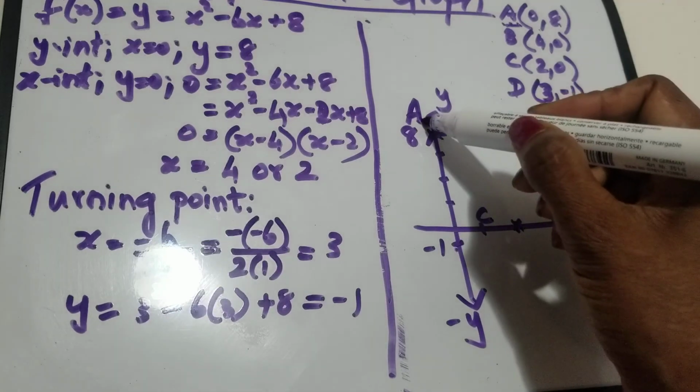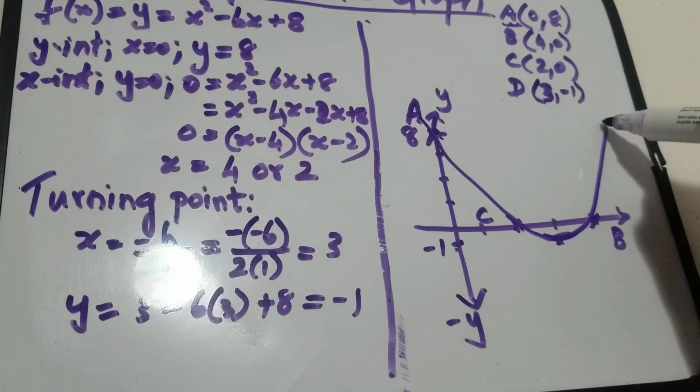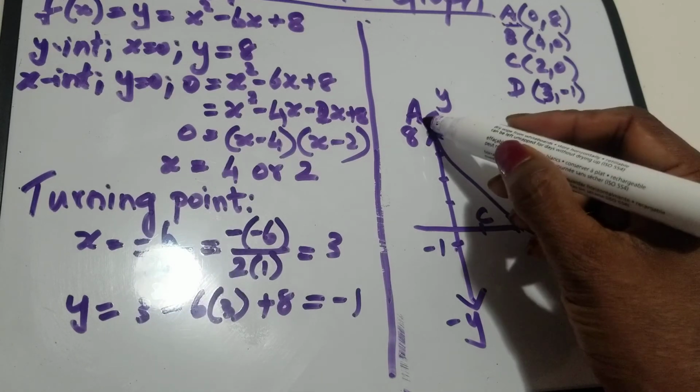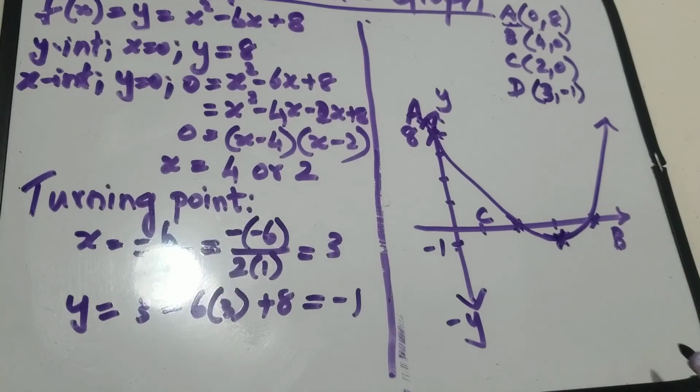Now we connect all these points and sketch the graph. That gives us the parabola shape to represent the given quadratic equation.